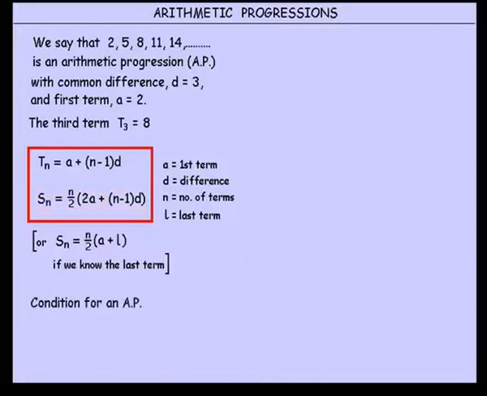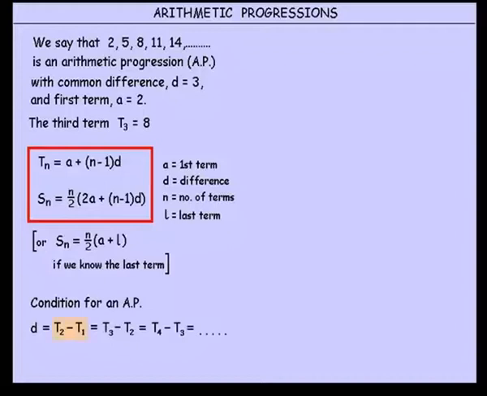Very good. Now what makes an AP an AP? Well, the condition for an AP is this, that the difference has to equal term 2 minus term 1, which will be the same as term 3 minus term 2, which will be the same as term 4 minus term 3, the previous term, and that of course will just continue on right throughout the progression.